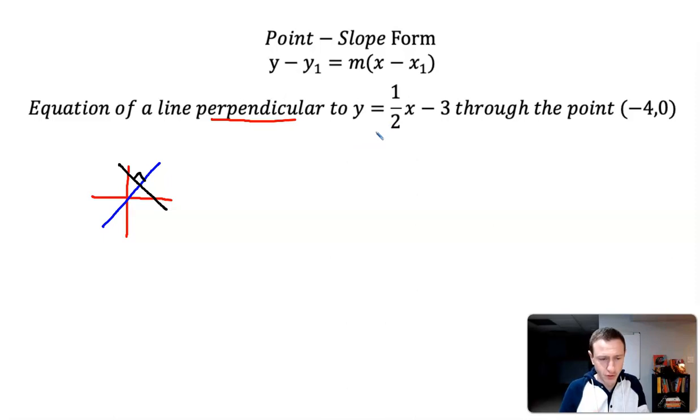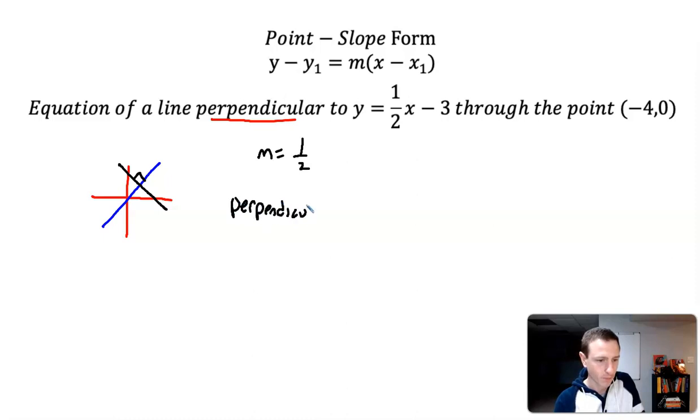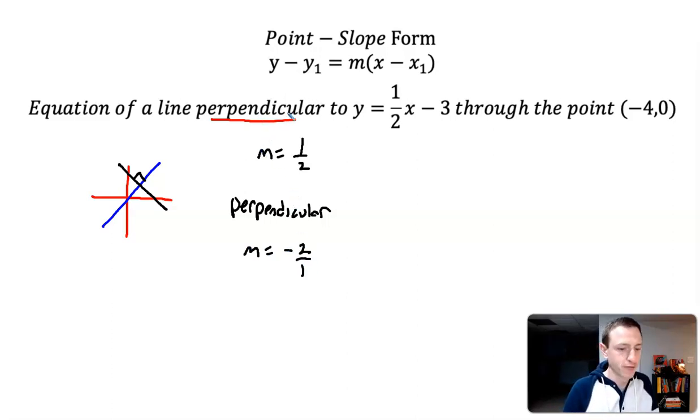So what does that mean in terms of the slope? If the slope of this equation is 1/2, let's call my blue line here the 1/2 slope. My perpendicular slope has to meet at a right angle. So what do we notice? If my slope was positive 1/2, my perpendicular line has a negative slope, and also it has the reciprocal. So the perpendicular slope would be -2/1. Whenever we have perpendicular, we're going to take the negative reciprocal.